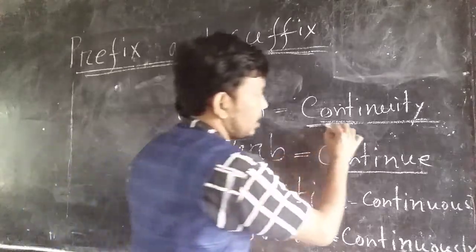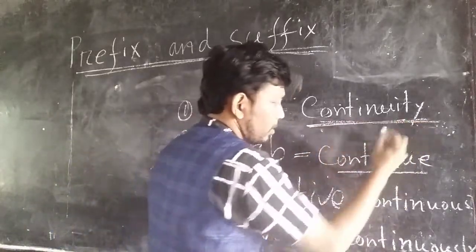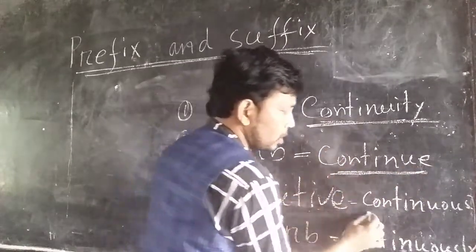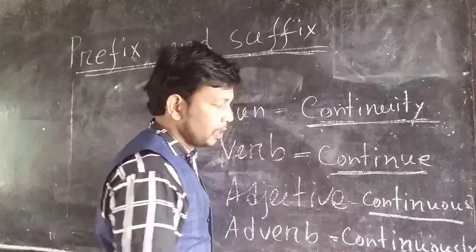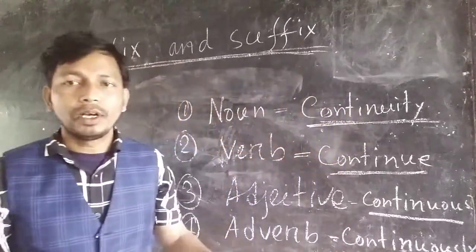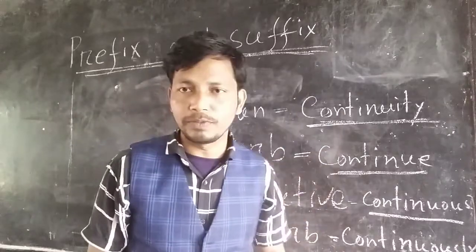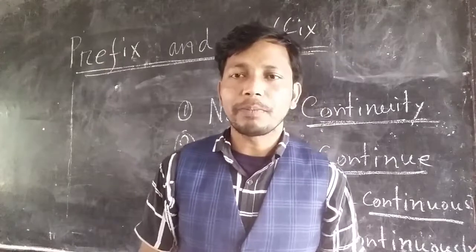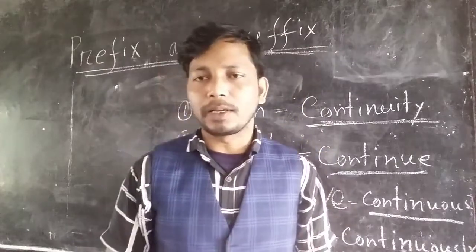Like continuity, here continuity is a noun, and continue is a verb. From continuity, then continuous is an adjective. Then continuously is an adverb. You have to have the idea of these 4 parts of speech to secure complete marks on this topic.